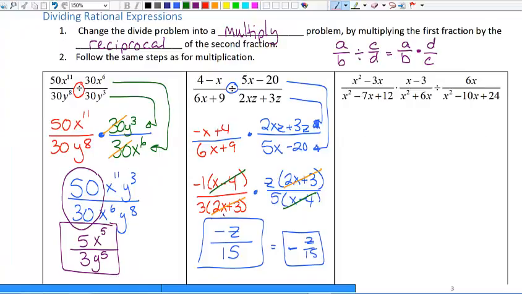On our last problem, we have 3 rational expressions. The first 2 are being multiplied and the last one is being divided. So because it's a division problem, we're going to reciprocate the rational expression immediately after it. So I would like the divide sign to turn into a multiply. So the first thing I want to do is to change the third rational expression to its reciprocal.